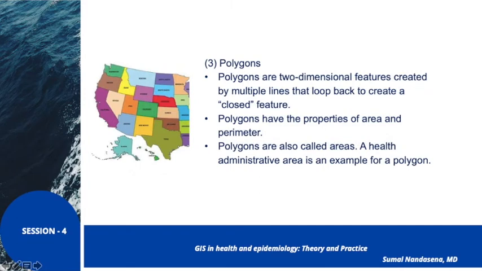Polygons. Polygons are two-dimensional features created by multiple lines that loop back to create a closed feature. Polygons have the properties of area and perimeter. Polygons are also called areas. A health administrative area is an example of a polygon.